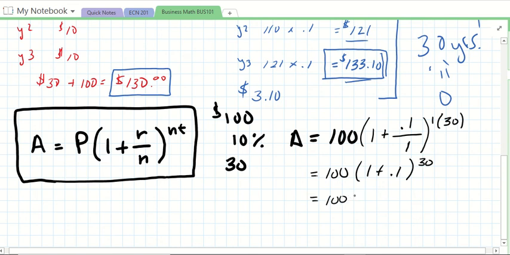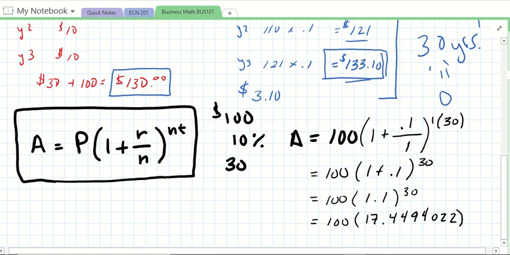100 times 1.1 to the power of 30. Right? And then we're going to get 100 times 1.1 to the power of 30 gives you 17.4949022. It just keeps going and going. I'll stop it there. Okay?